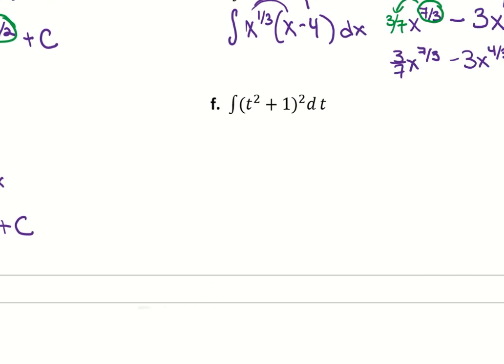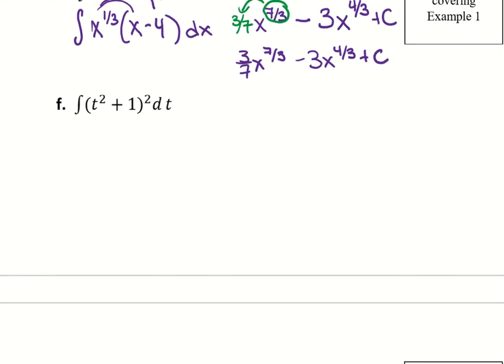All right, let's try this next one. This next one, again, it's multiplication because this is really looking at t squared plus 1 times t squared plus 1 dt. And so it's harder to do multiplication. So what I would suggest is foiling this guy, multiply your binomials, and that way you can deal with just the sum of some terms.